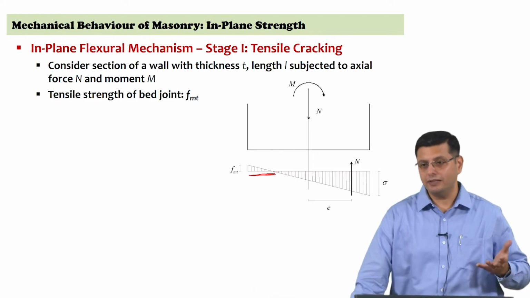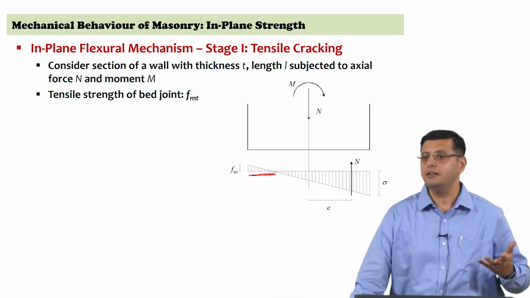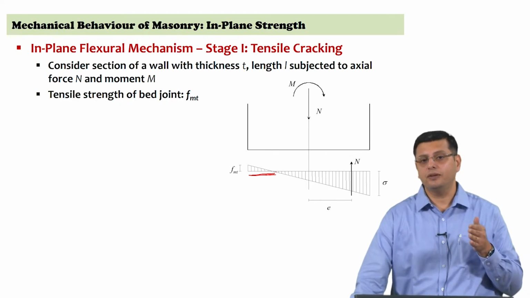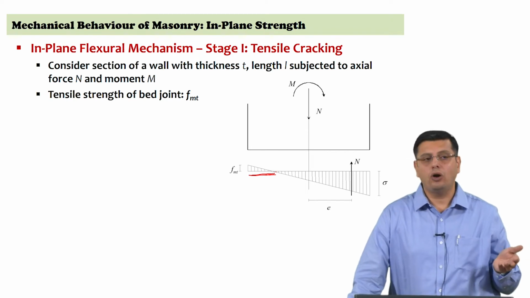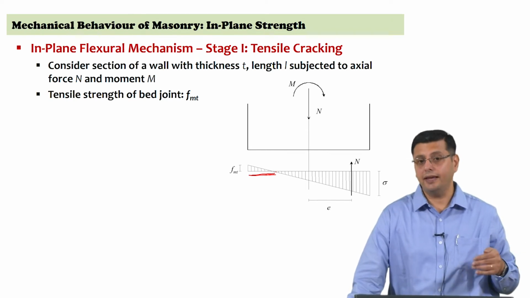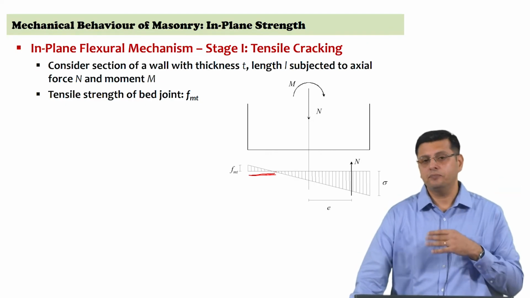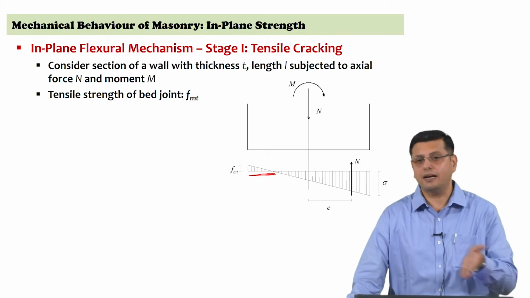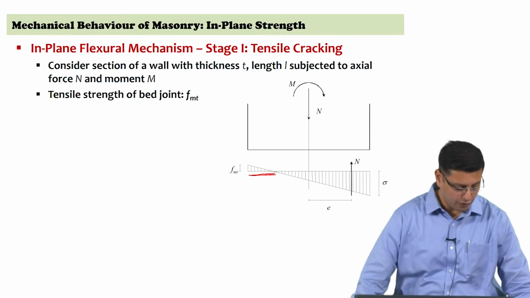Now, you could assume that the wall has 0 tensile strength, or assume that FMT is a finite value. If FMT is a finite value, cracking is going to occur only when the tensile stress reaches FMT. If you assume that the wall has 0 tensile strength, then the moment you have tension, beyond the limiting eccentricity of L by 6, you will start getting cracking in the wall itself.